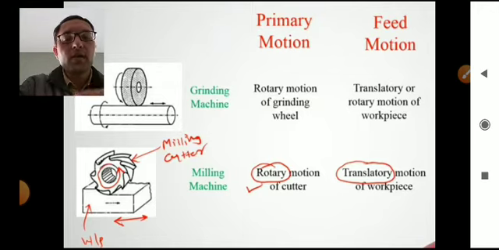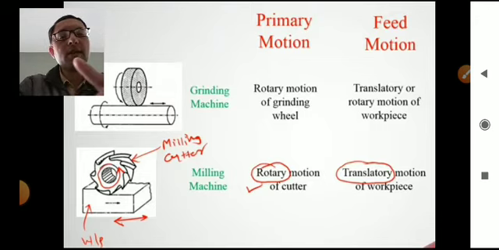So milling cutters are rotating, it means it has a rotary motion, so that is coming in the primary motion. And for the feed motion, the workpiece is in the translatory motion. In all machines, just keep in mind two things: either the motion is translatory or it is rotary. If it is a grinding machine, then both the workpiece and the tool are in the rotary motion. If it is a milling machine, then the workpiece is in the translatory motion and the cutter is in the rotary motion.